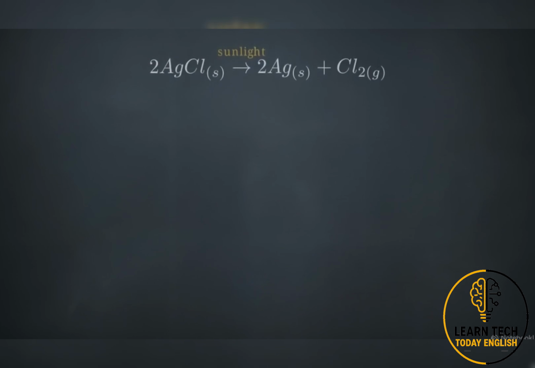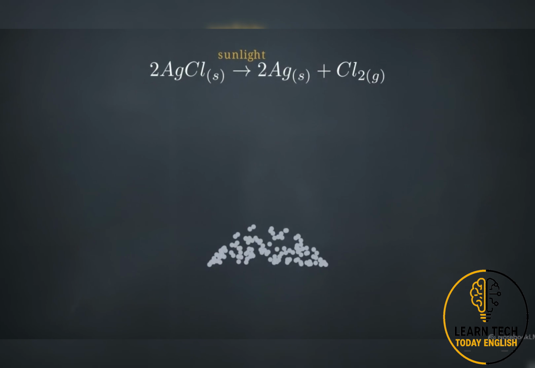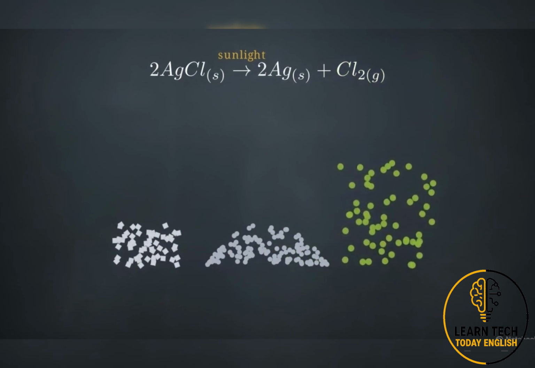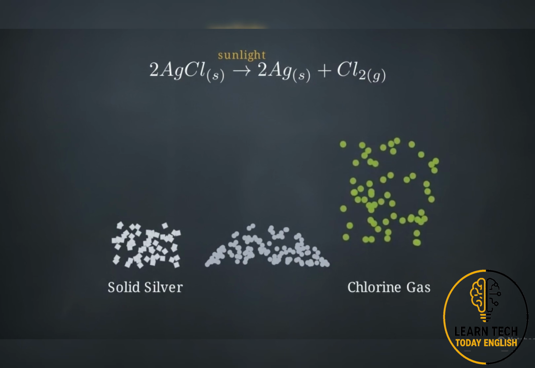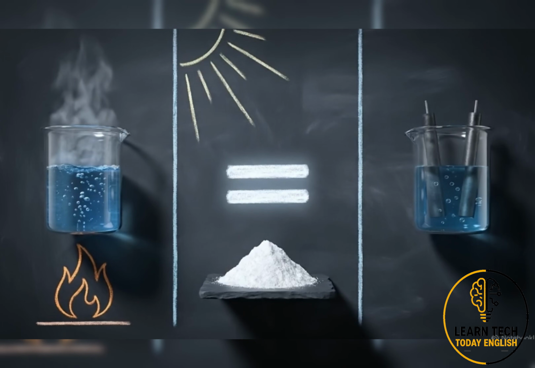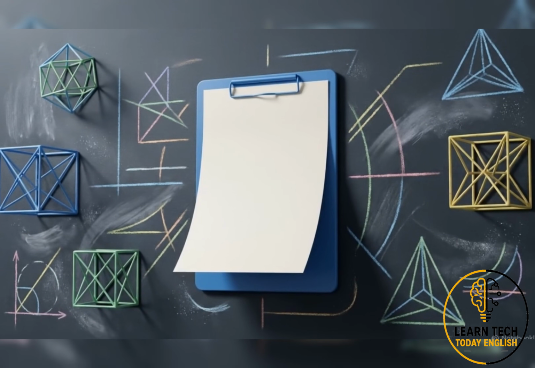For example, look at the decomposition of silver chloride. When sunlight hits the compound, the absorbed energy causes the atoms to rearrange into solid silver and chlorine gas. The mass that enters a reaction equals the mass that exits, whether the energy source is heat, light, or a battery. To balance any equation, follow these 4 steps.